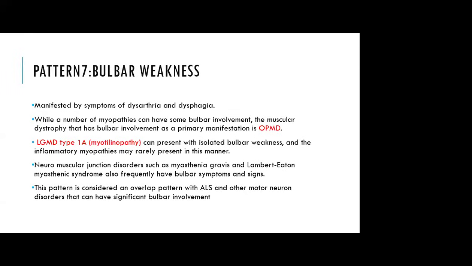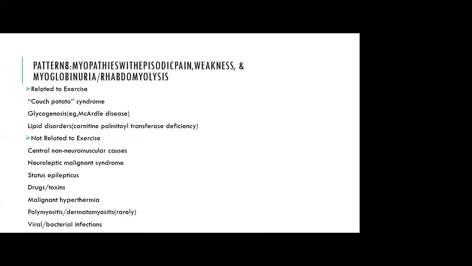Neuromuscular junction disorders such as myasthenia gravis and Lambert-Eaton syndrome also frequently have bulbar symptoms and signs. This pattern is considered an overlap with ALS and other motor neuron diseases that can have significant bulbar involvement. Basically, it's OPMD and LGMD type 1A among the myopathies which have bulbar weakness. This is again the repetition slide. Usually, the myopathy is presenting with myoglobinuria, related to exercise and unrelated to exercise.